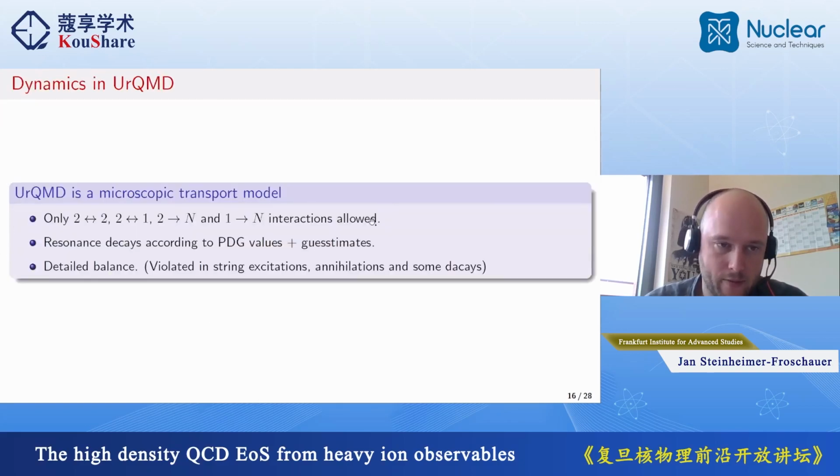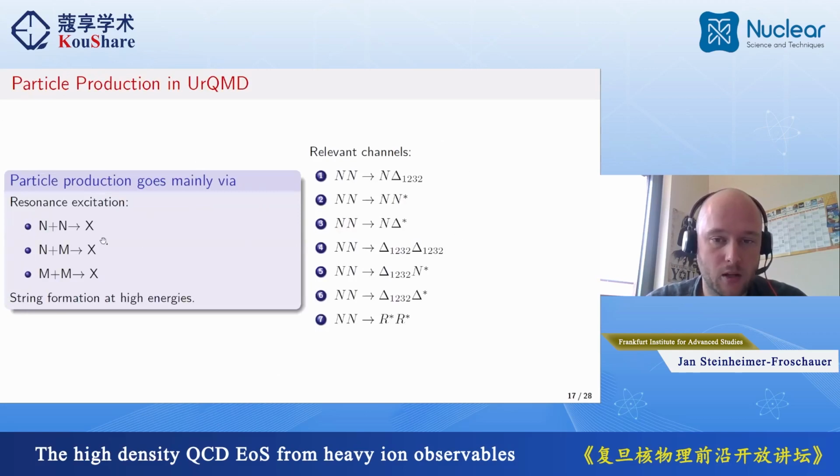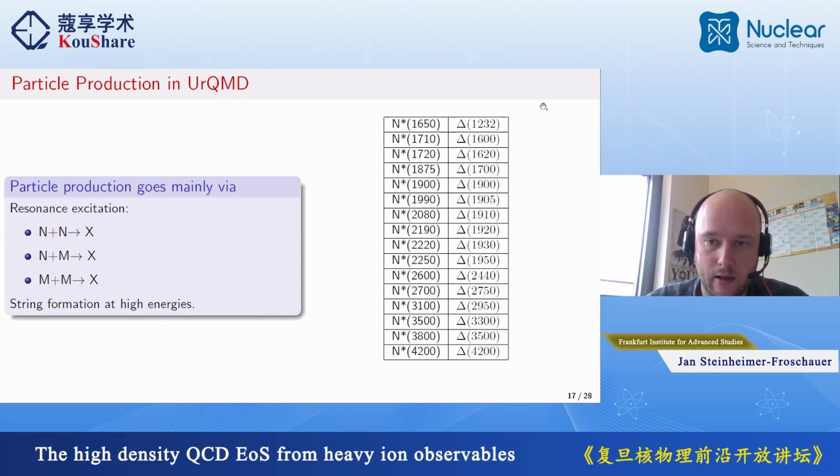So as I said, you have 2-to-2 collisions, 2-to-1 collisions, 2-to-n, and 1-to-n decays, interactions which are allowed. You can fix all these parameters from Particle Data Group values, and you do a lot of guessing. To be honest, you have detailed balance mostly, but violated in string excitations, annihilations, and multi-particle decays. So that's the model which most people know. And in this model, the particle production mostly goes through the excitation and de-excitation of resonances, but okay, you might know this already.